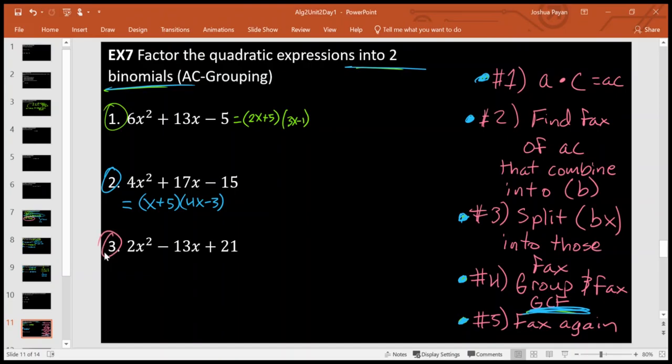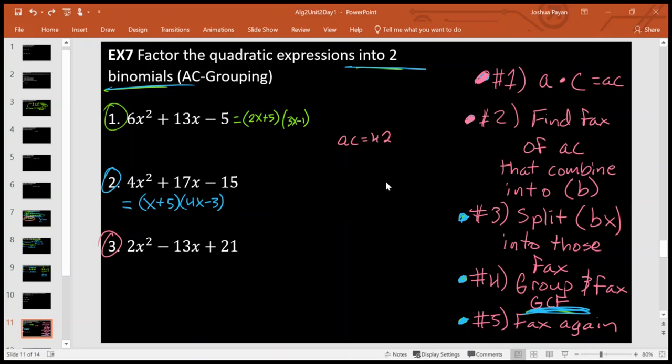Okay, so third example, again, we see A does not equal 1. We can't use fill in the blank. We're going to multiply A times C. So that's going to give me 42. And now we're going to find the factors of AC that combine to give me B, so negative 13.